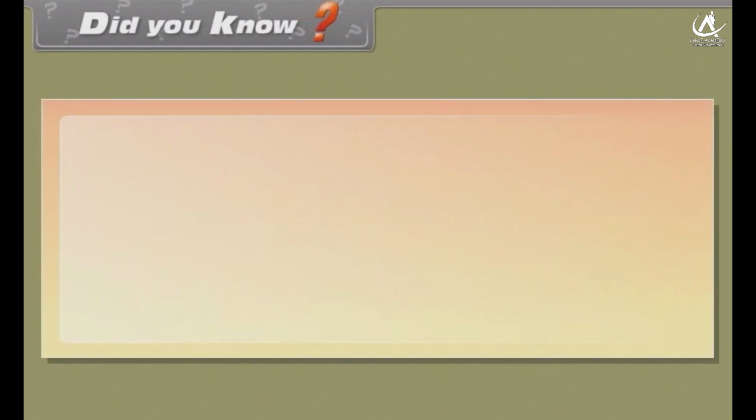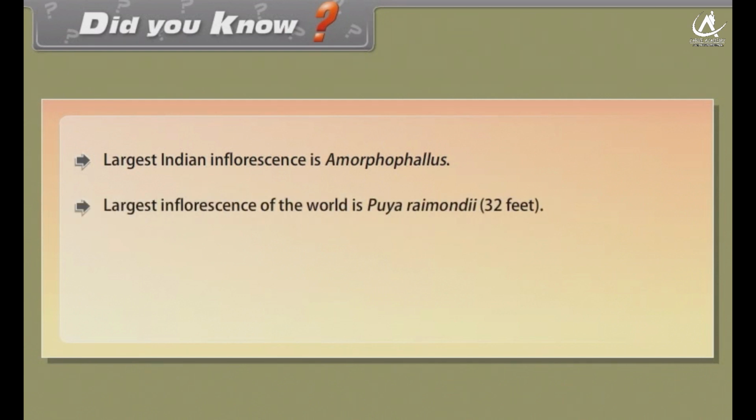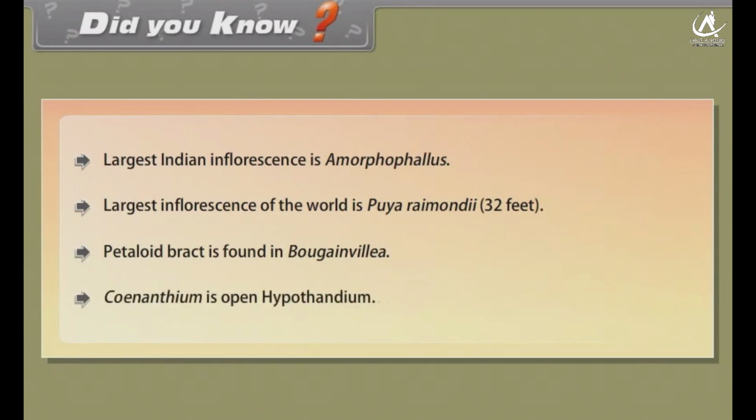Did you know largest Indian inflorescence is Amorphophallus? Largest inflorescence of the world is Pua raymondi, 32 feet. Petaloid bract is found in Bougainvillea. Synanthium is open hypanthodium.